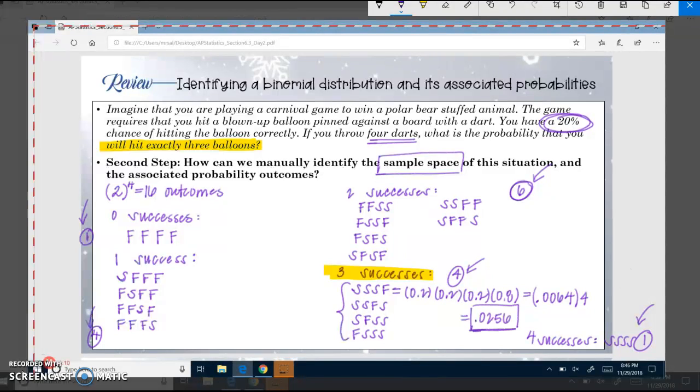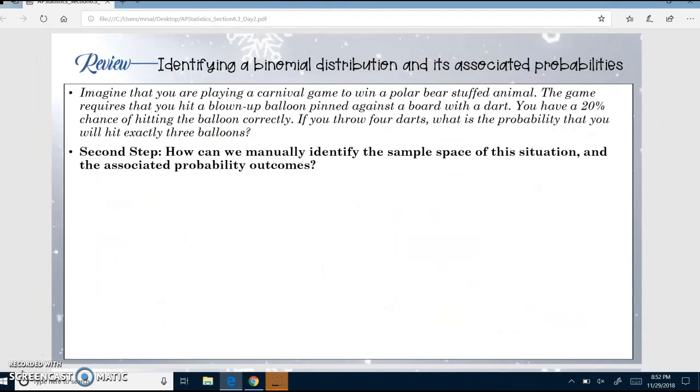So that means the probability that I have exactly 3 successes, or that I hit 3 balloons if I throw 4 different darts, is going to be close to 3%, 2 or 3%. So not a great chance of getting 3 successes. Now, that's a lot of work to get one probability value, which is why we want to be able to use the binomial probability calculations to get there a little bit more quickly and a little bit more efficiently.